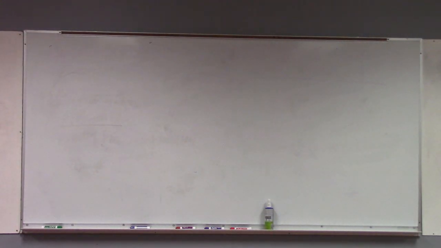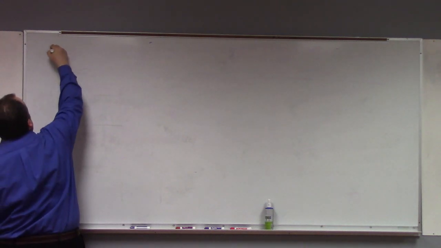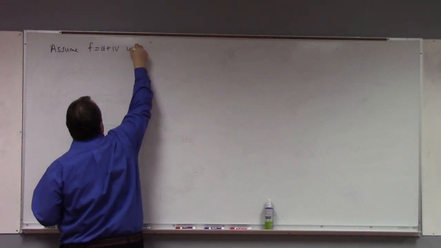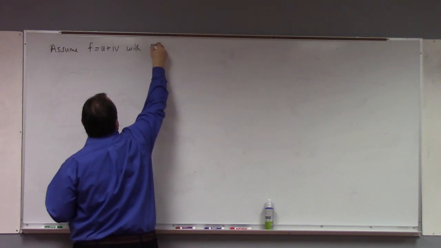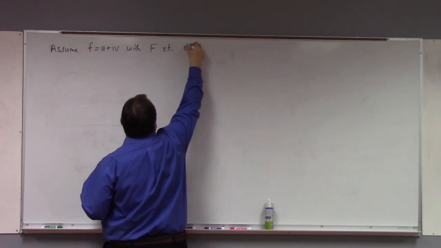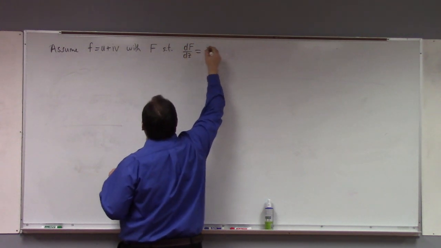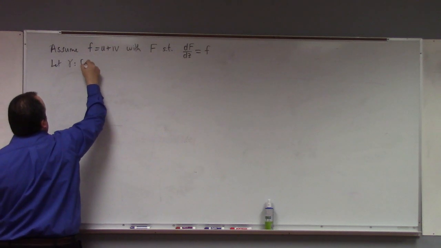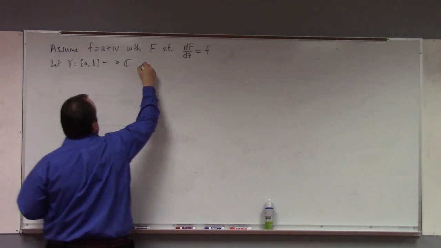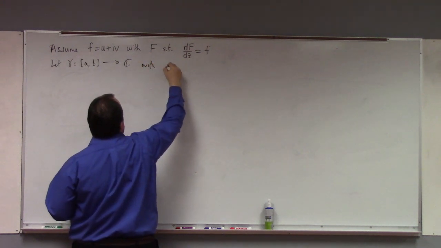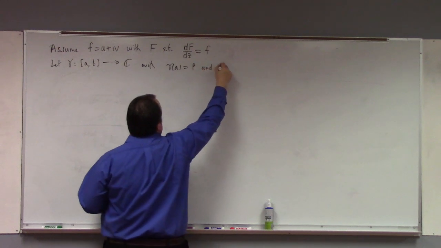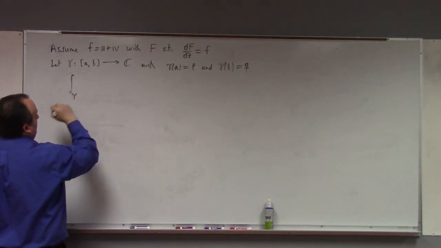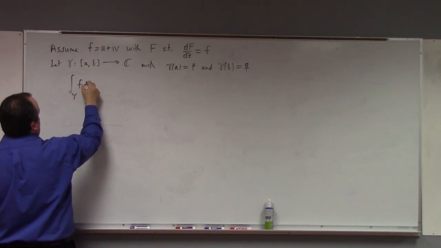Let's see here. So we're gonna assume what? That you have F equals U plus iV, with big F such that dF/dz is equal to little f, right? And we're going to let gamma, we'll say gamma of a is P and gamma of b is Q. So let's integrate over gamma of f of z dz, right?